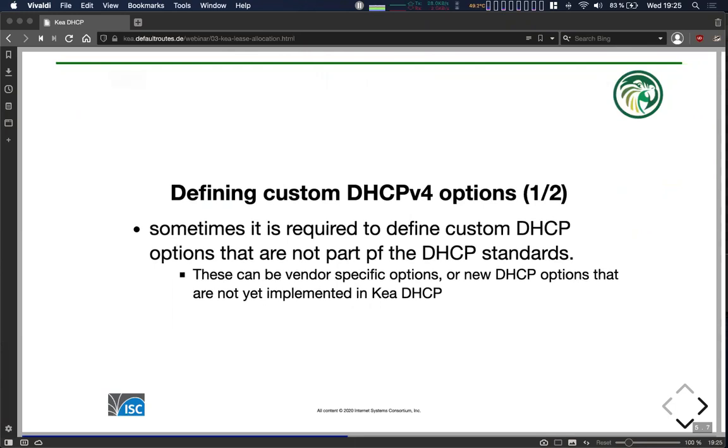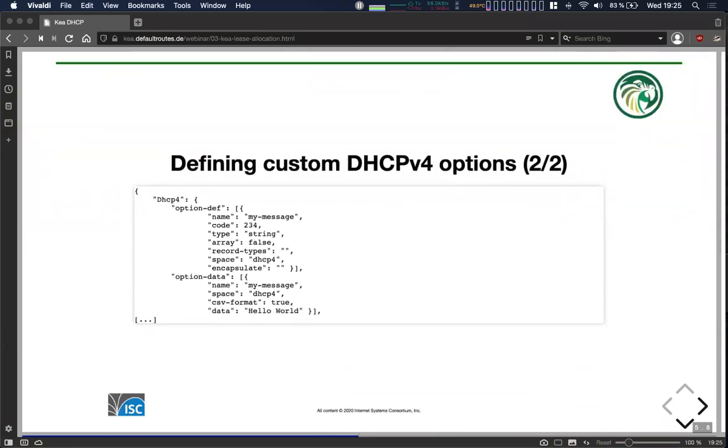Kea already supports a lot of options, hundreds of them, but sometimes it's required that you define your own custom DHCP options, because there might be some options that are vendor specific, options that are not in the standards. And you can do that, of course, with Kea DHCP.